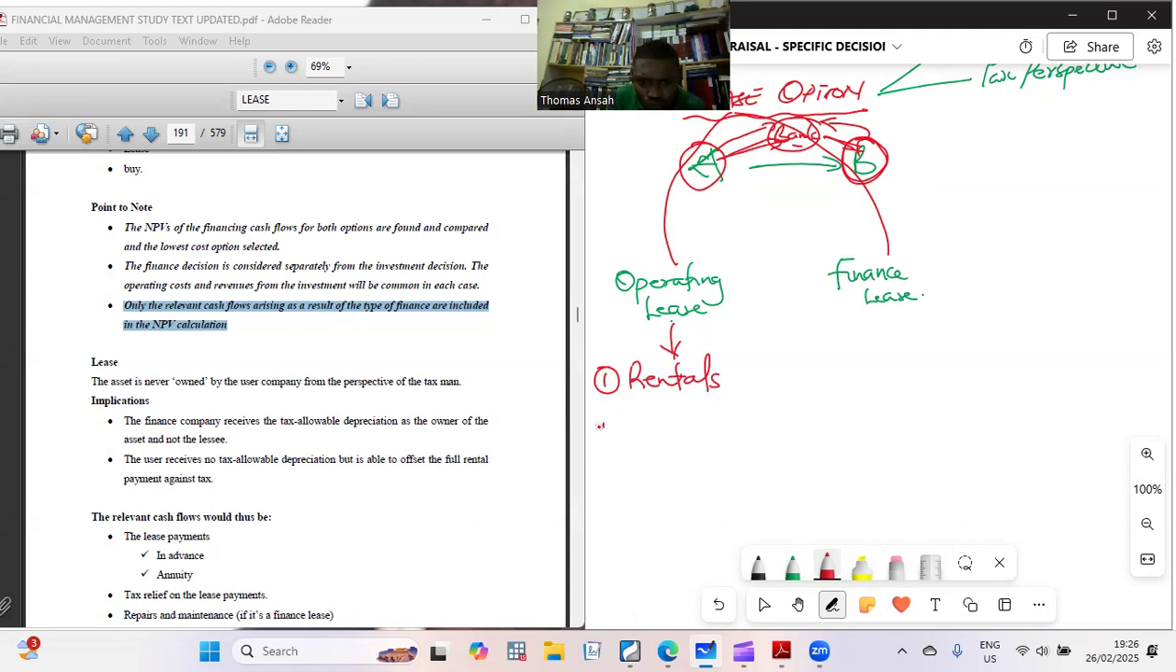Number two, because you are paying rent and the money is through borrowing, you have tax deductibility of interest. So that is that. Tax deductibility of interest, because it's like a loan thing with you and the bank. So the money that you are paying as rent, you will be getting tax savings on it. So tax relief. Number two is tax relief on rental payment.